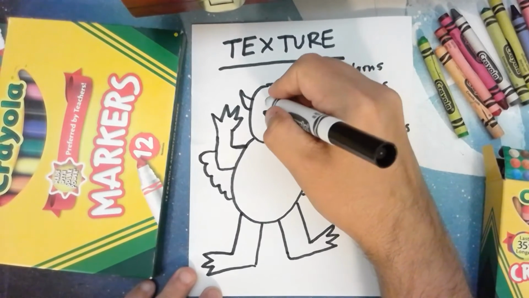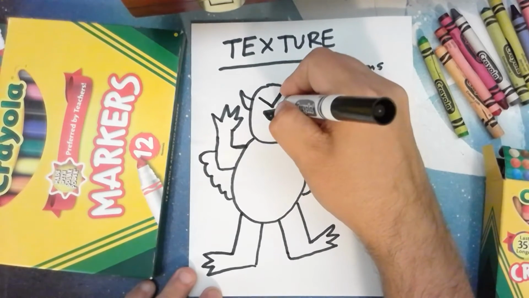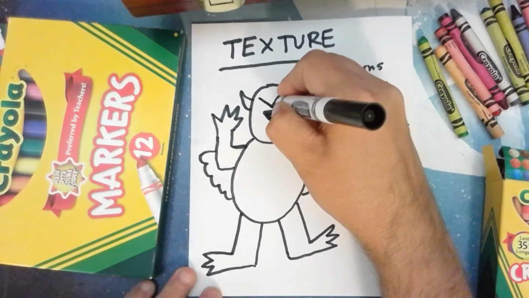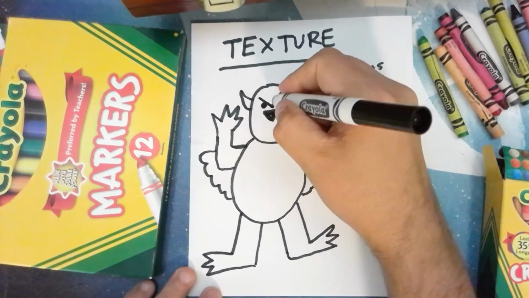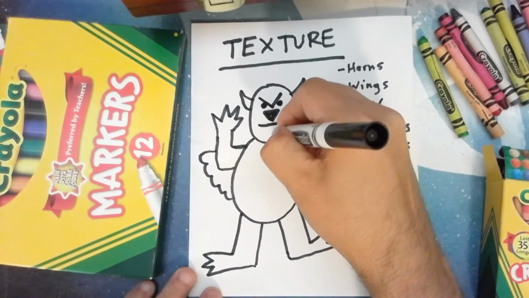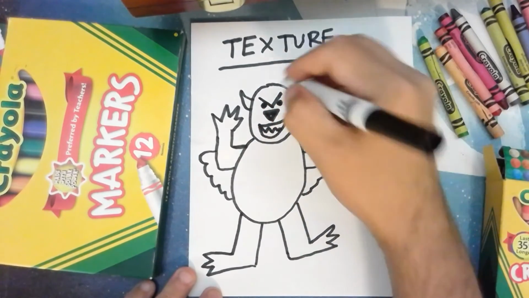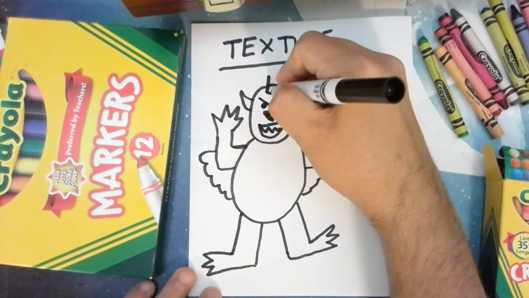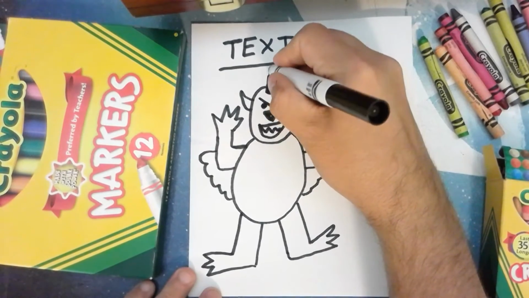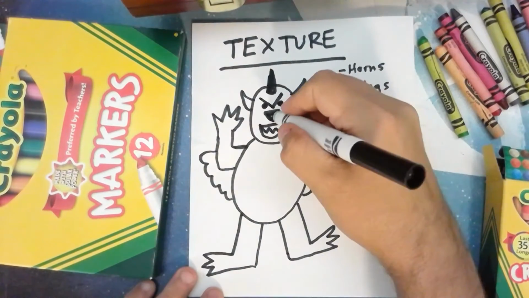You can make your creature happy or mean. I'm going to make mine a little mean, so I'm going to give him a V right there, and his eyeballs are just going to be circles. And then I'm going to have my creature's mouth open and put a zigzag in between. So here's my basic creature. I'm going to add one big black horn right in the middle. And now I'm going to give him the textures.